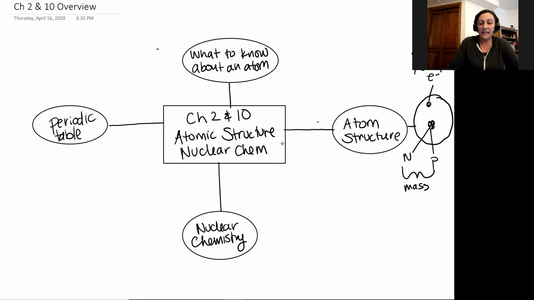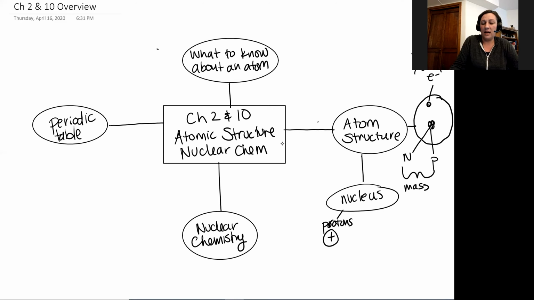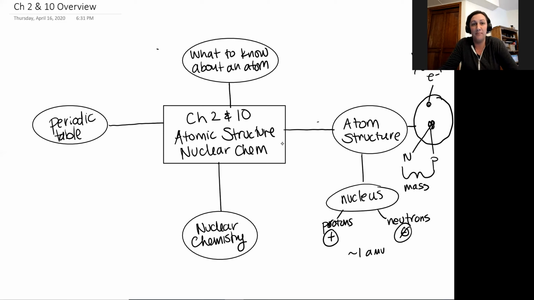So thinking about the nucleus, this is going to be comprised of positively charged protons and neutrons, which don't have a charge. We'll do it like a 0 for the charge. And they both have a mass of about 1 atomic mass unit. An atomic mass unit isn't a metric unit, so it's not like a gram or anything like that.